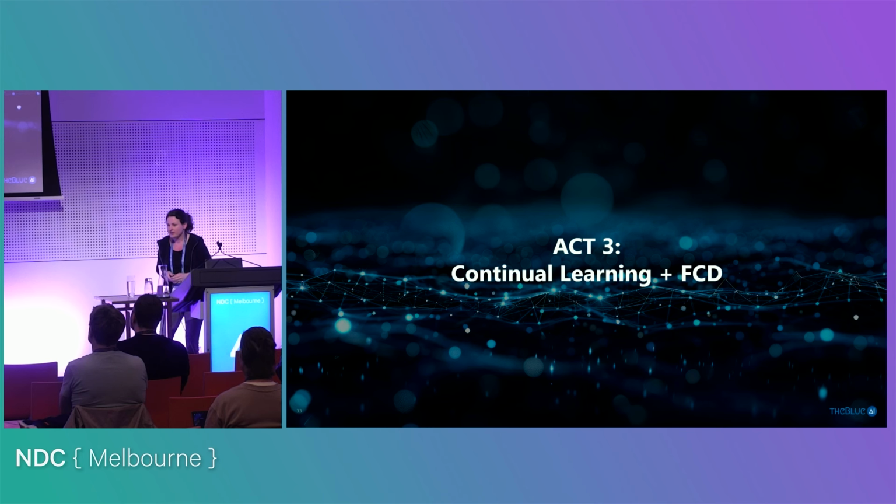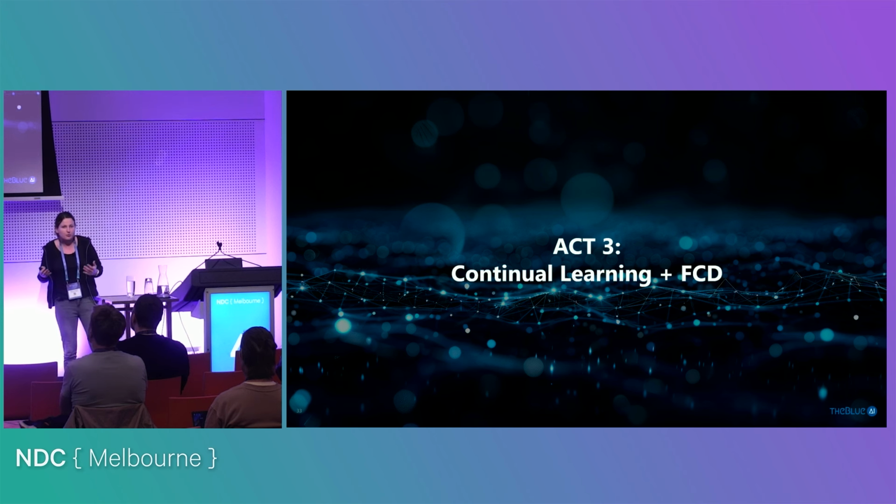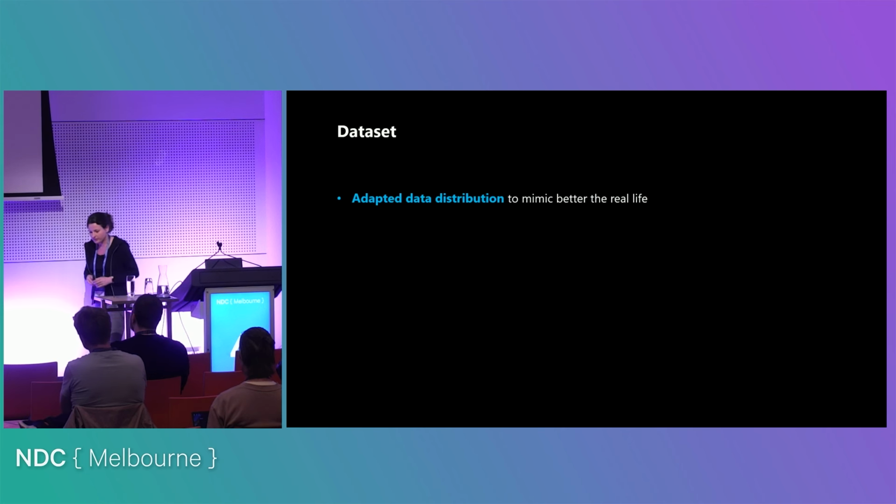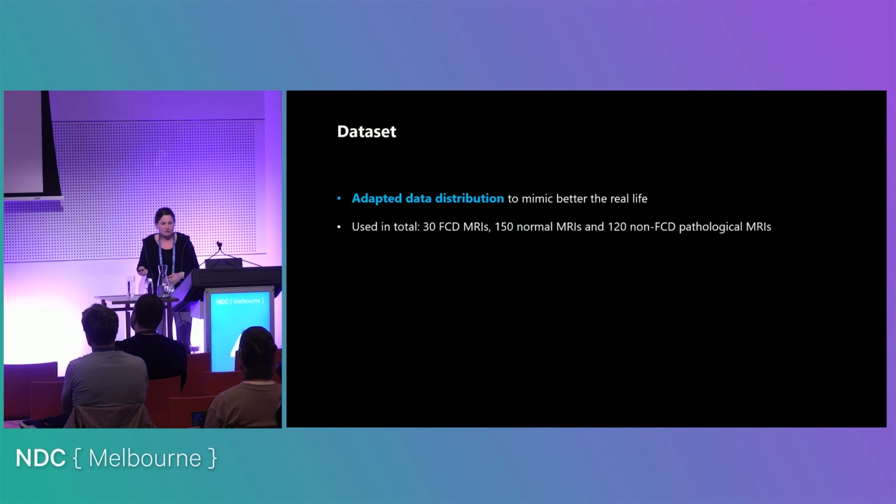So having that, let's revisit our FCD case and let's take a look at how we combined both of these to solve our problem. So we have decided to use continual learning here, but what we have seen from the clinical validation is that the real data had a different distribution, meaning the majority of people, they don't have FCDs, right? We said that 1% of the global population has them, so 99% not. So we adapted the data distribution to mimic better the real life.